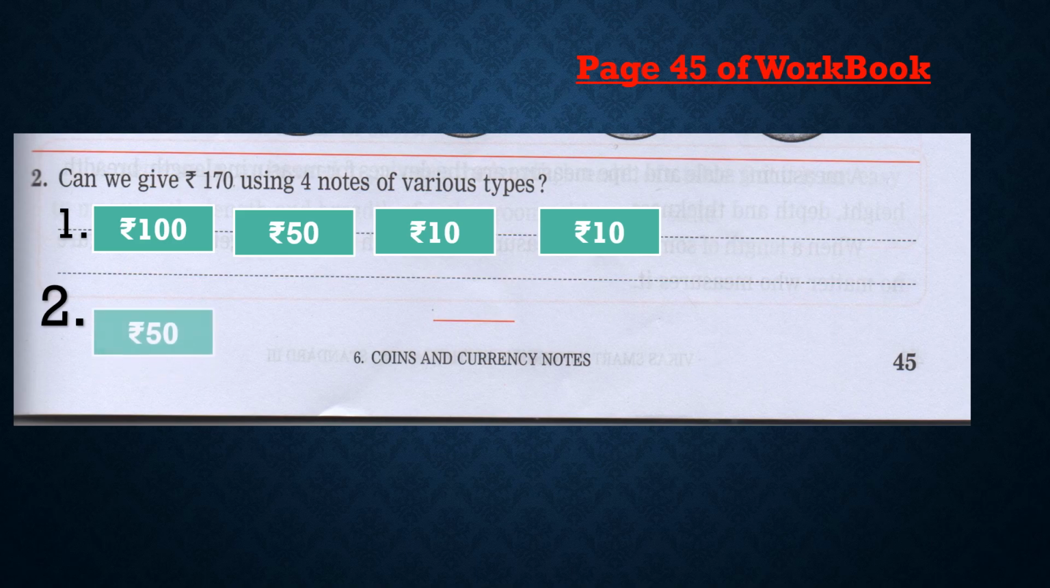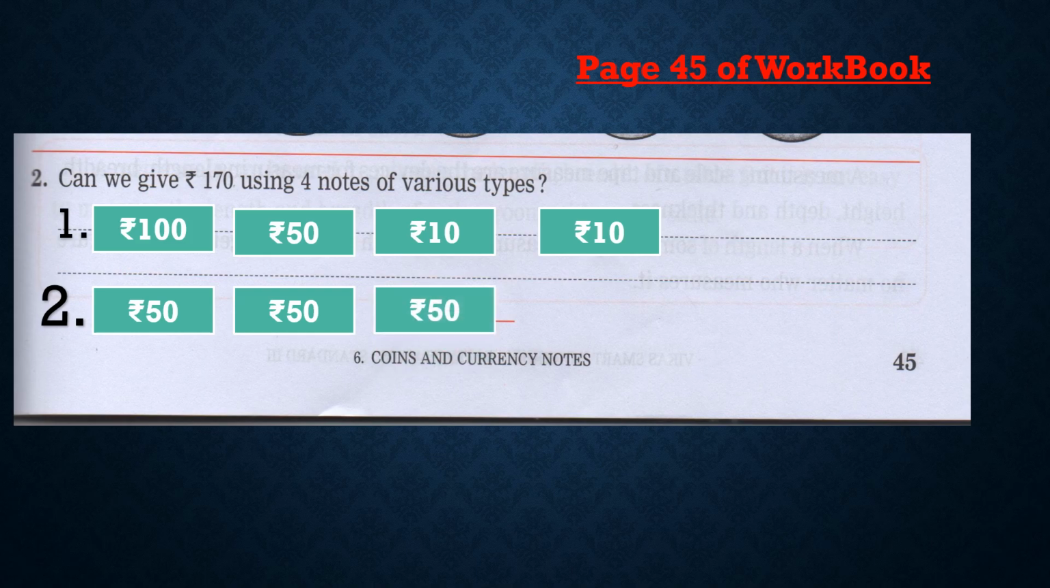So first we take 50 rupees. Next, one more 50 rupees we take. One more 50 rupees. Then we take 20 rupees. So let us add all of them together. 50 plus 50 we get 100. 100 plus 50 we get 150. 150 plus 20 we get 170. So in this way we get 170 rupees using 4 different currency notes.